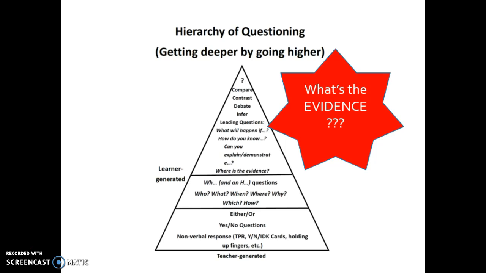And always ask, what's the evidence? Use the word evidence at all levels of ESL. Even beginners can begin to learn this word evidence. Point to, show me the evidence. Point to.